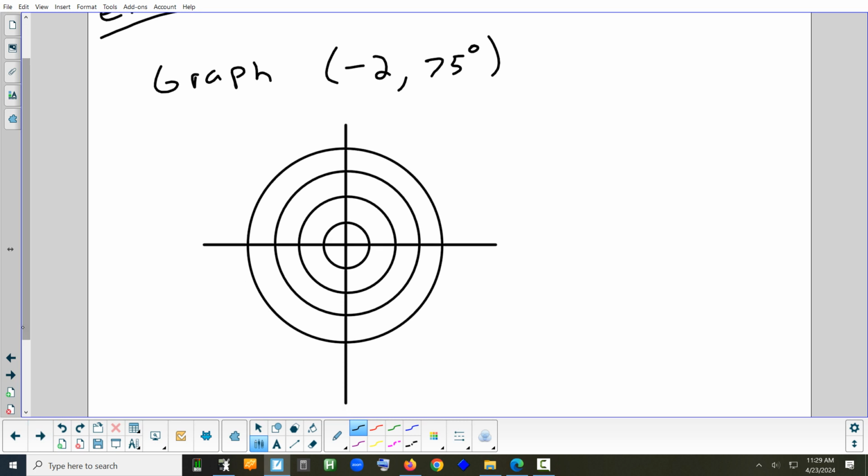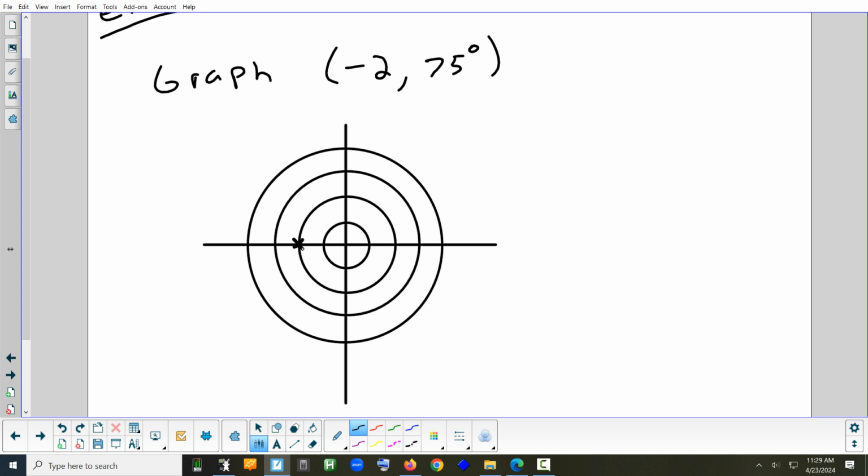Okay, what's the radius in this case? 2, but the negative is there to tell you direction. We're not saying that the radius is like a negative length. That wouldn't make sense. The negative tells you to go which way? Tells you to go to the left. So we're going to go left 2. So we're going to start from there.